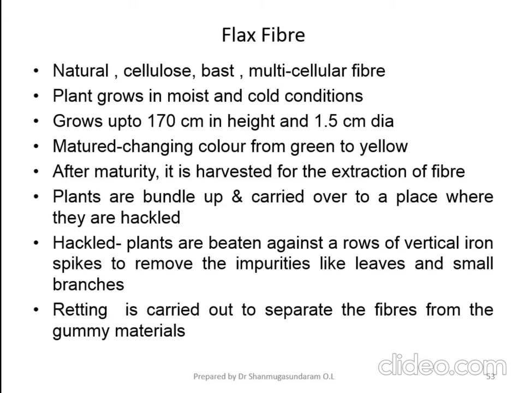So after harvesting, the plants are allowed to lie in the open field for a week or so, when all the leaves and branches come off the plant. Then the plants are bundled up and carried over to a place where they are hackled. This is an operation in which the plants are continuously beaten against rows of vertical iron spikes to remove the impurities like leaves and small branches. So this is how the cultivation of flax fiber takes place.